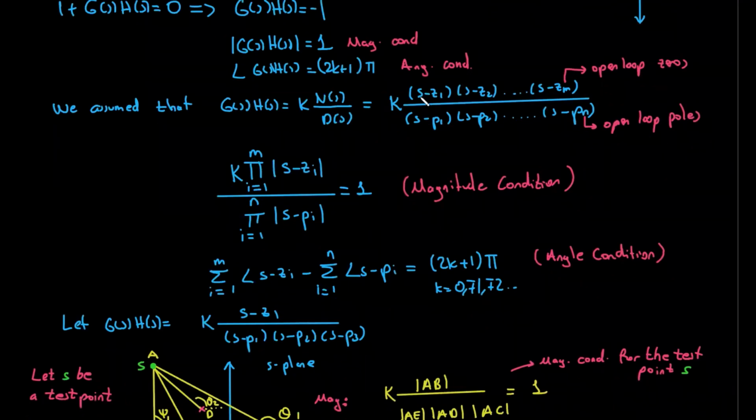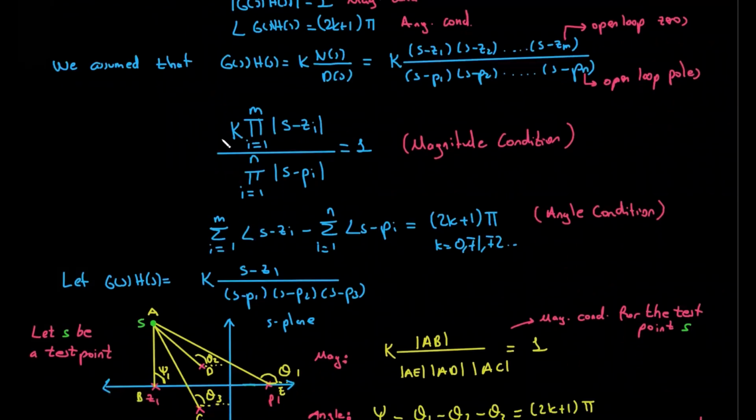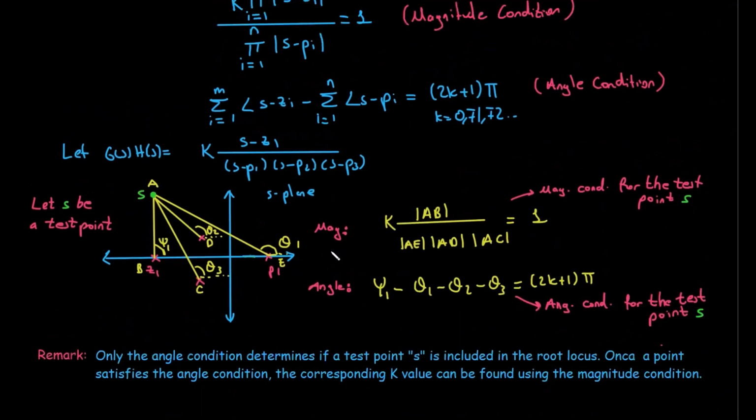We said that, okay, let there be m open loop zeros in our open loop transfer function and n open loop poles in our open loop transfer function. So let's inspect what this magnitude condition implies and what this angle condition implies. And we were given an example here.